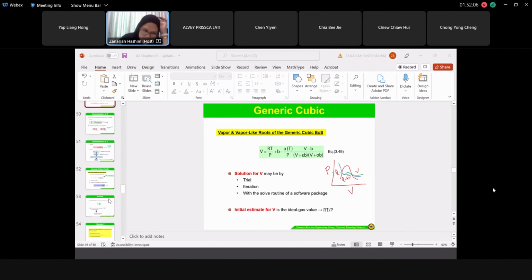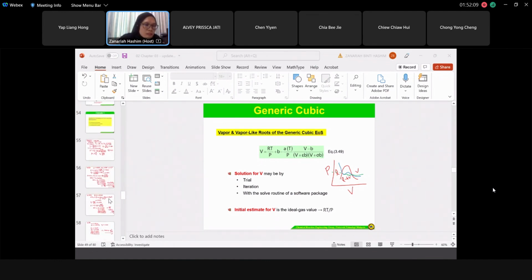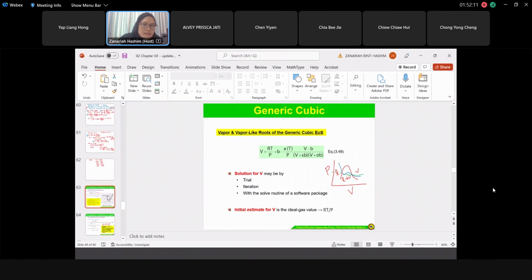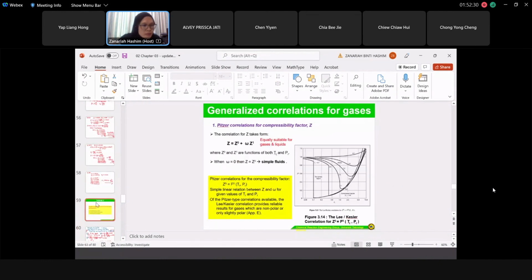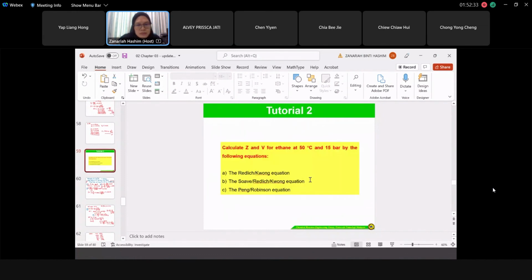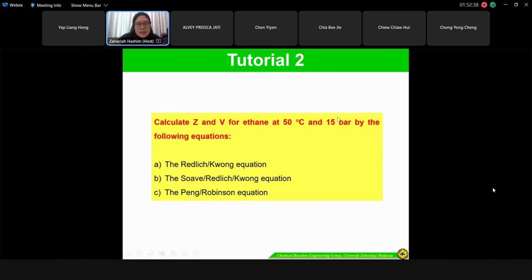Okay, so the next part will be on the generalized correlation. So I think I better explain the next time sebab nanti kalau saya explain sikit nanti lupa kan. I think better just save for the next time. We still have some time. Probably you can try this tutorial too. Okay, so very similar to the example just now. It's just that we change the species, the substance type.